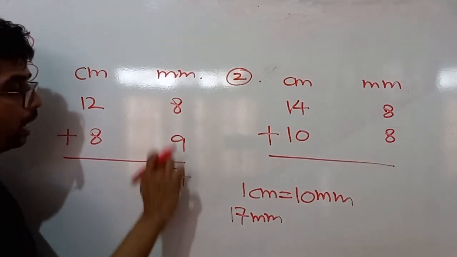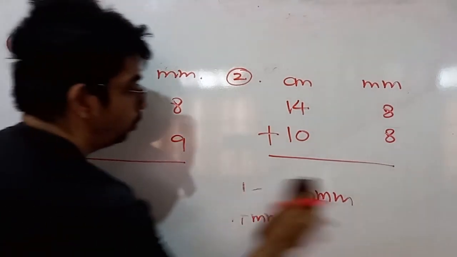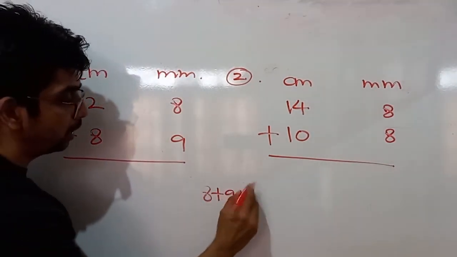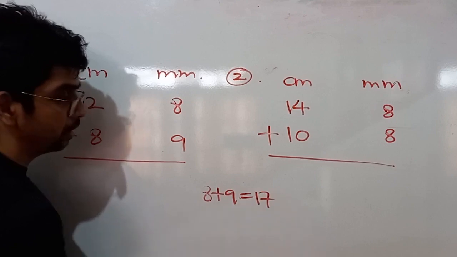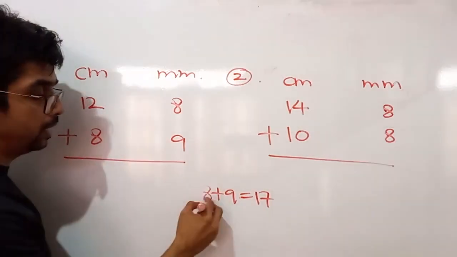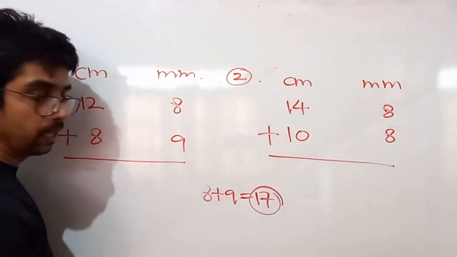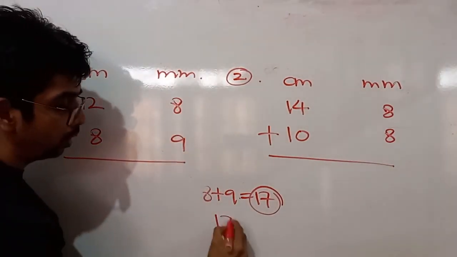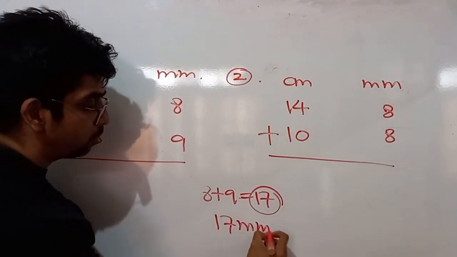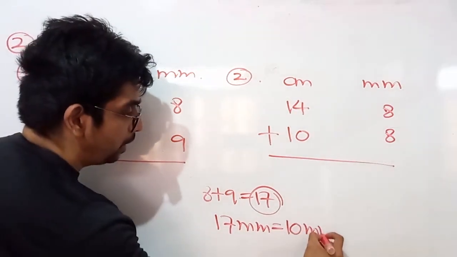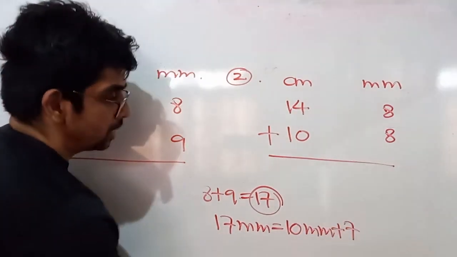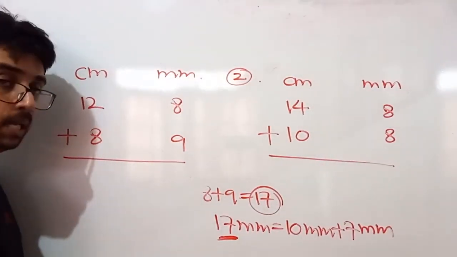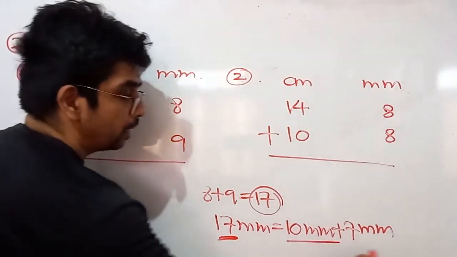Right? Let's look at it again for a moment. So we know 8 plus 9, that is what? 17. As a number, if we consider these two are numbers, this is correct. But these are what? Millimeters. So we know 17 millimeters is what? 10 millimeters and 7 millimeters. We can break 17 millimeters into what? 10 millimeters and 7 millimeters.